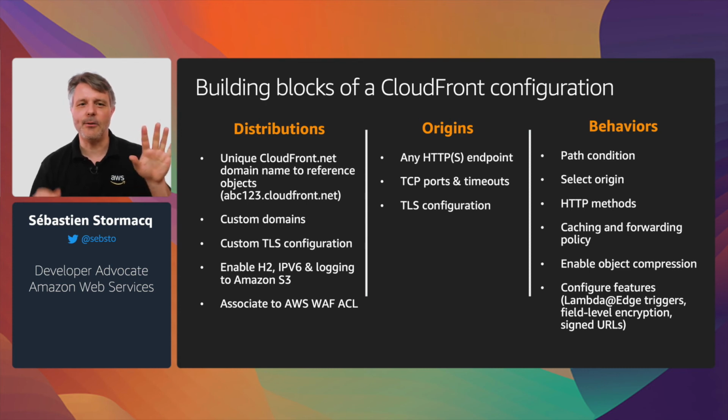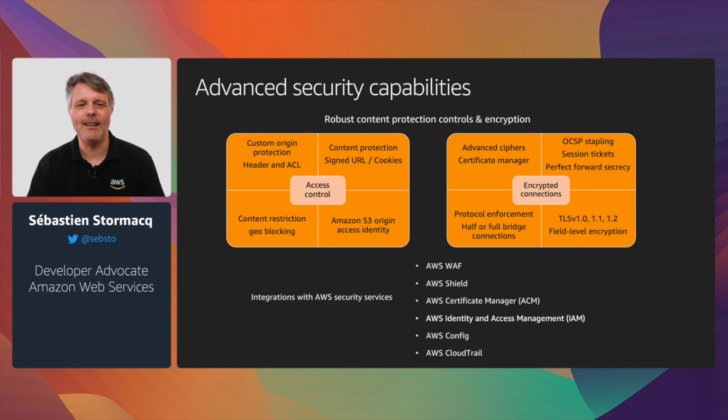And then in between the distribution and the origin, you have the behavior, and the behavior is where you define the path, for example, where you say, okay, for that path or that type of request, I will go to that origin or to that origin. The type of HTTP method to support, get, post, delete, put, you decide. This is also where you are going to define the caching policy. So by default, the documents can be cached. This is where you are going to decide to whitelist or blacklist a couple of HTTP headers and cookies, for example. And this is also where you can define a Lambda on edge trigger, and I will talk about Lambda on edge in a minute.